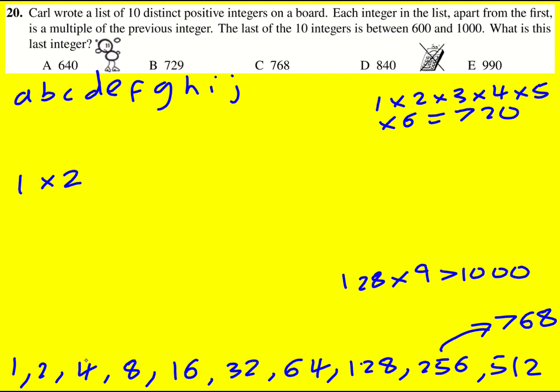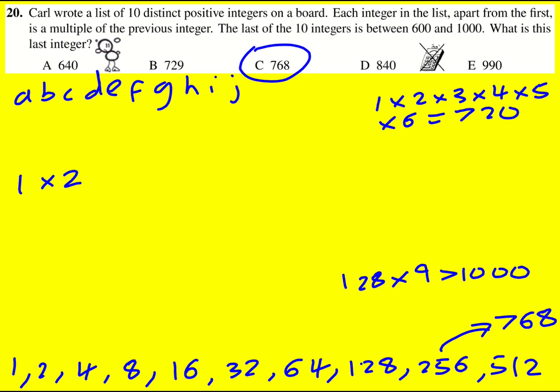I just kept timesing by 2 to keep it as small as possible, but each integer distinct. And when I got to this point, 512 was too small. That is the smallest number that could follow this pattern. But because it's between 600 and 1,000, I instead times by 3 here, and I got my 768. I then showed that if I times by 3 twice and just by 2 all the other times, then it would be too big. So that is the answer to this question.